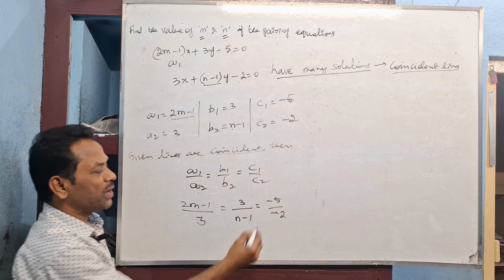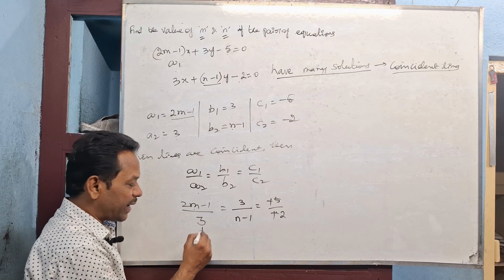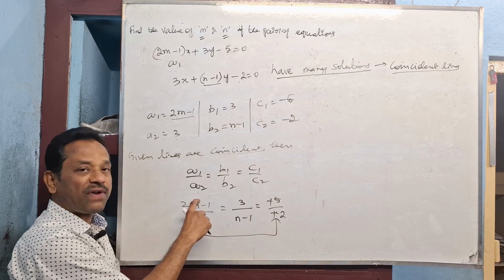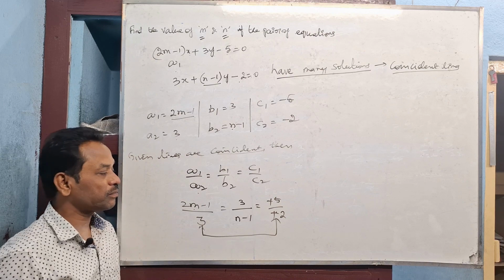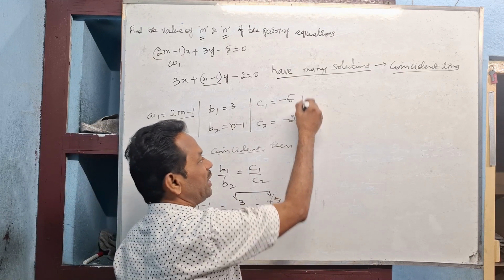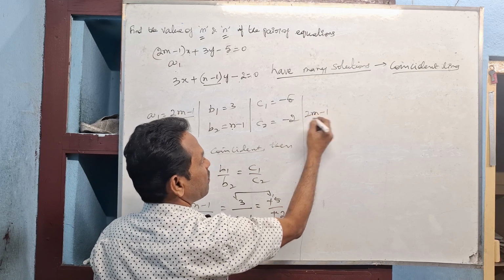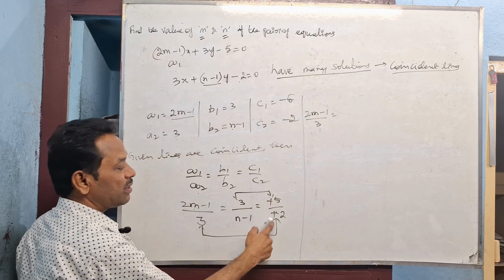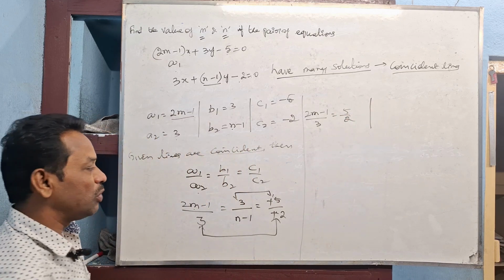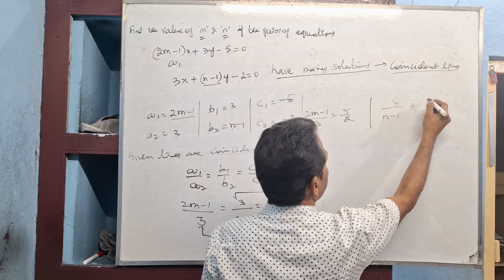You can cancel the minus signs. Then listen to what I'll do. To get the m value, let me equate this fraction with the constant fraction. To get the n value, let me equate this and this. We need two values. So first, for getting m, let me take 2m minus 1 by 3 equated with the constant 5 by 2. In the same way, for the n value, let me take 3 by n minus 1 equated with again 5 by 2.